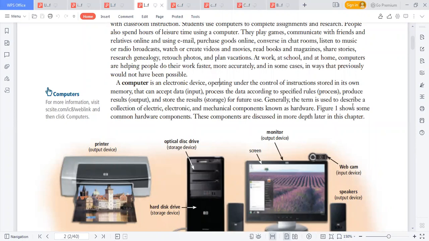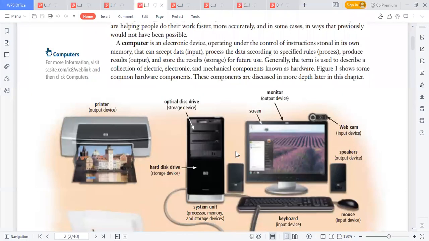Generally, the term is used to describe a collection of electronic and mechanical components known as hardware. Hardware means dead body. Okay, I have discussed in earlier classes what is hardware. Hardware is the dead body. So the figure below shows some common hardware components. These components are discussed in more depth later in this chapter.